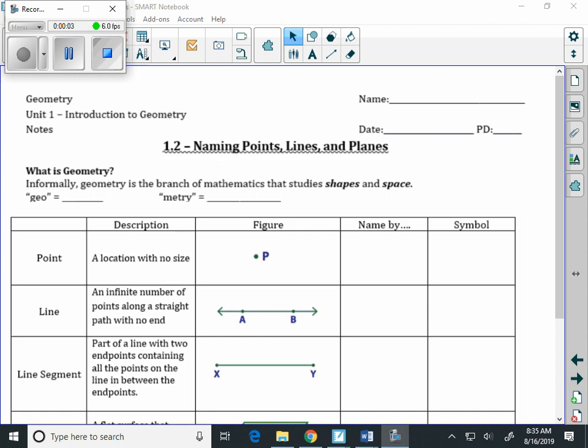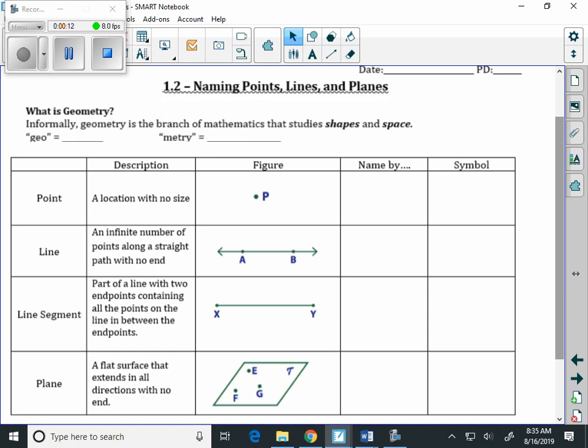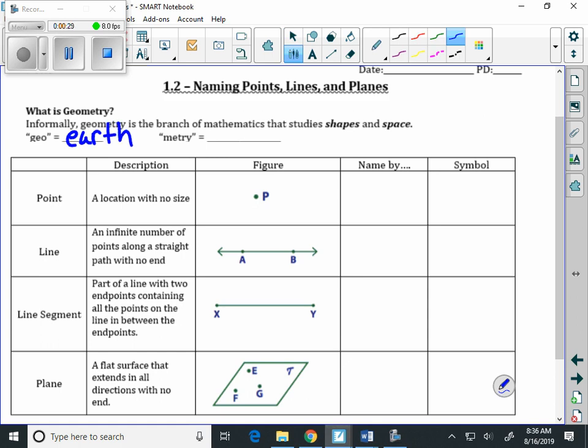Today we're going to talk about a lot of vocabulary in geometry. And first of all, at the very top of your notes, it says, what is geometry? And informally, geometry is the branch of mathematics that studies shapes and space. Geo means earth, and metry means measure.